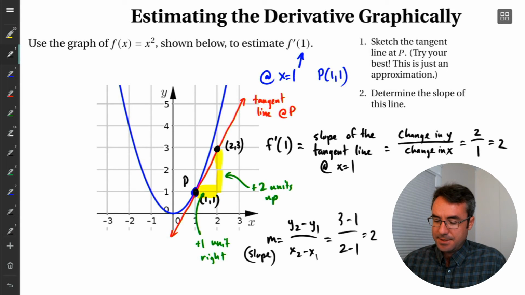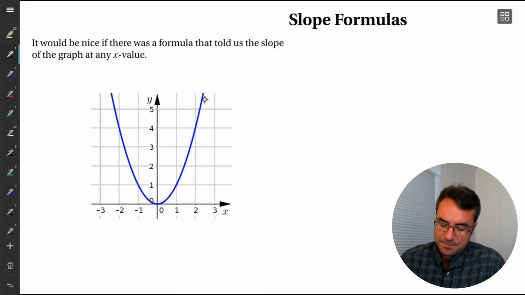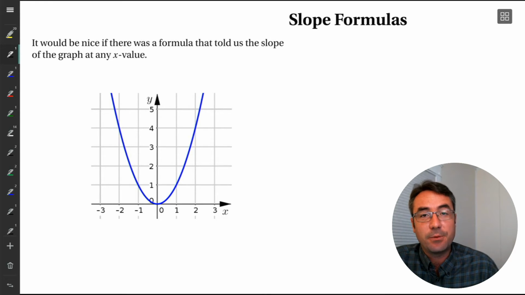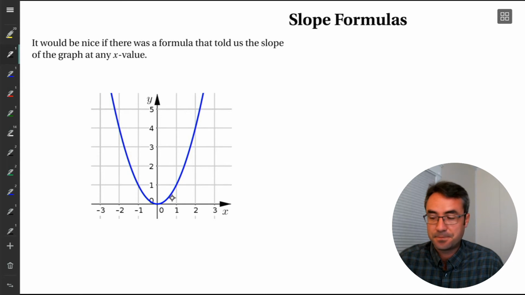Let's think about, we have this whole graph. And it sure would be nice if there was a formula that allowed us to determine the slope of our tangent line at any of these places, any of these points on our graph. It would be really nice if there was just a formula that we could plug into that told us what the slope was at any of these points. And so, well, there is.